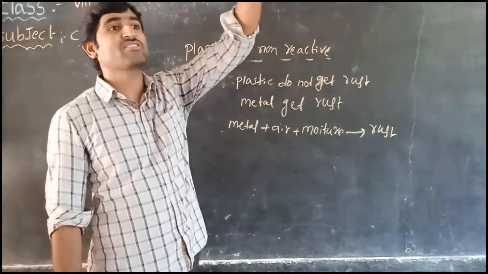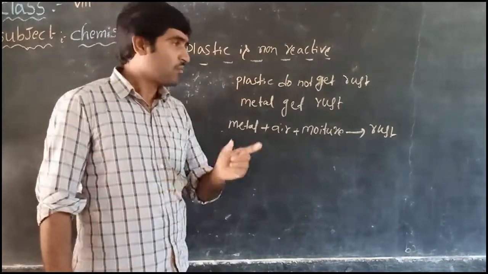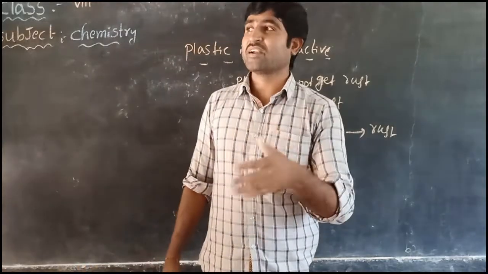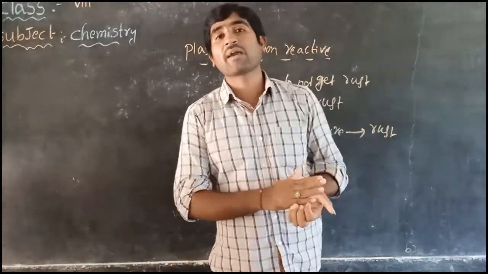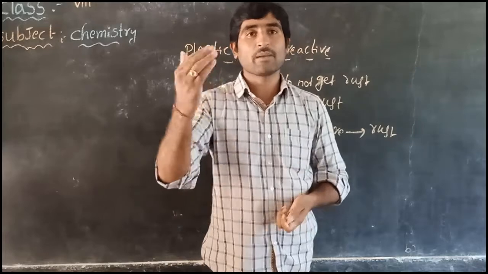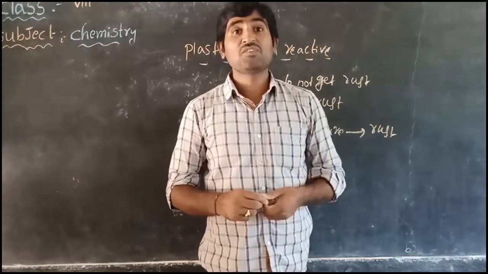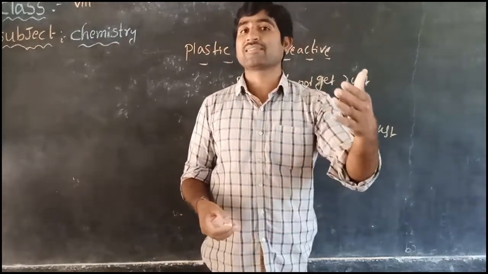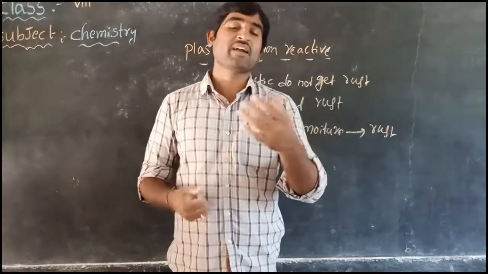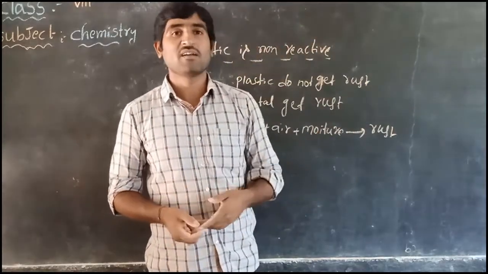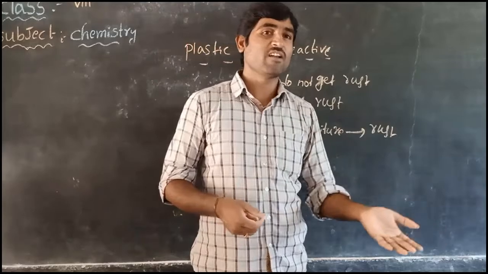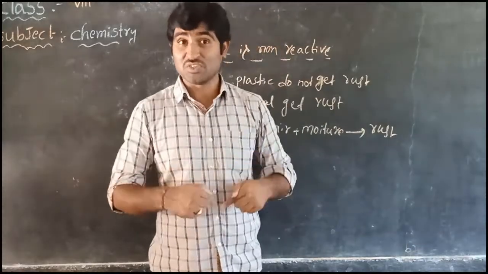Next, plastic is light, strong and durable. How is plastic light, strong and durable? How do we know, sir? For that, ask your parents or grandparents which kind of buckets they used in their past. Which material was used to make the bucket in your grandparents' time? Definitely they said metal, either silver or aluminum or iron buckets we used.